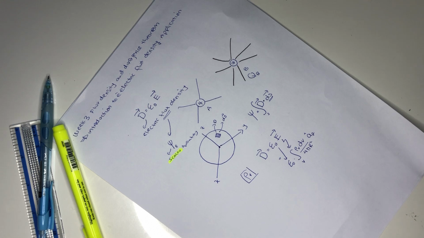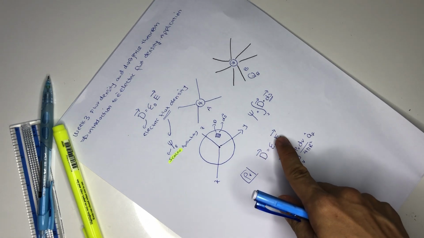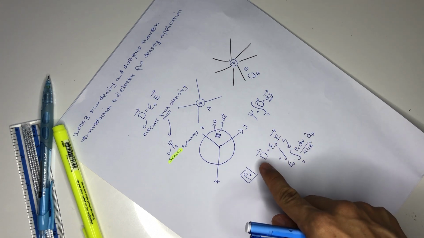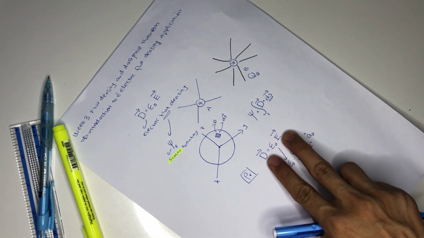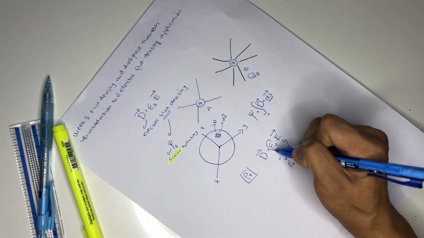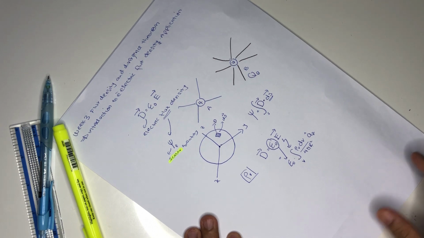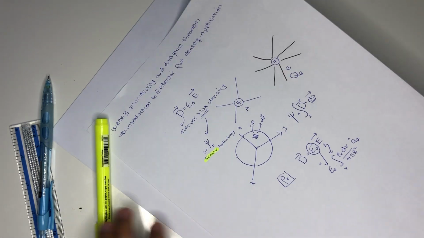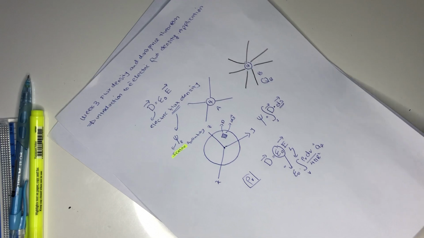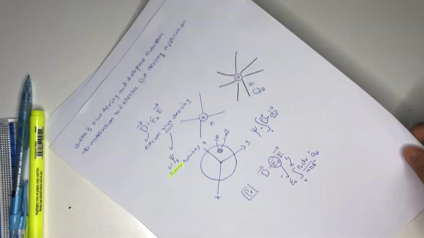So the relationship between D, electric flux density, and electric field intensity is related by the constant epsilon naught. Okay, so far so good. Okay, now let's go to the question.